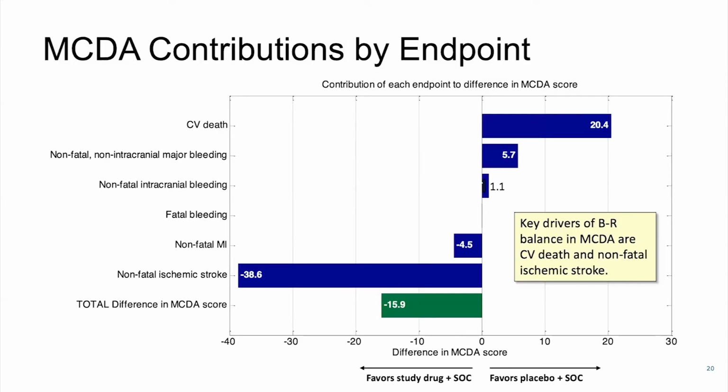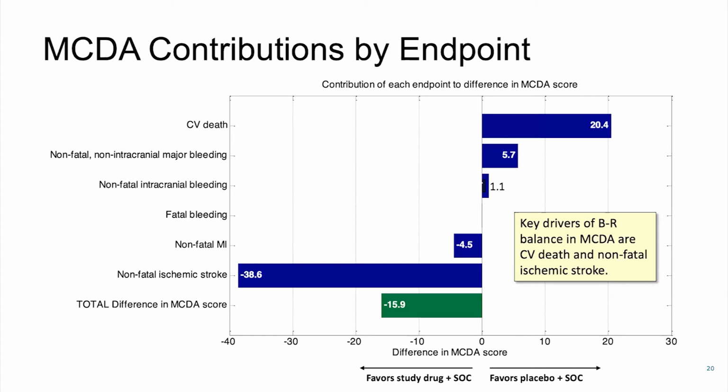MCDA is not meant to look at a single number and you're done. You dissect the results. You do sanity tests. You ask, do I trust it? So the first thing you might do is look at those contributions and ask, do they make sense? So you can see here that minus 15.9 is created of the sum of the blue bars.